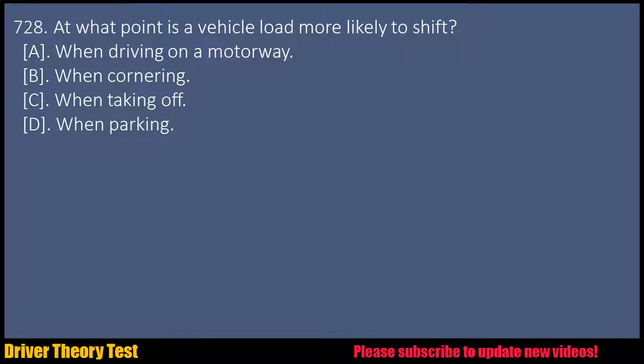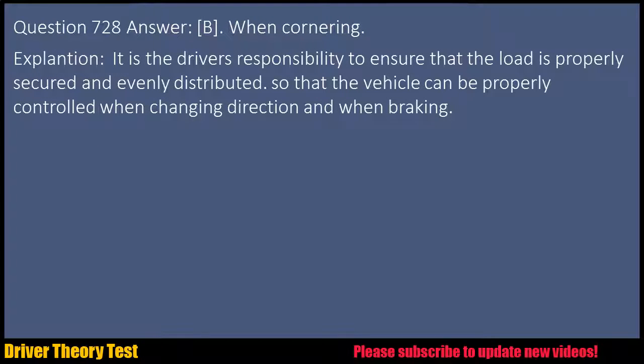Question 728. At what point is a vehicle load more likely to shift? A. When driving on a motorway. B. When cornering. C. When taking off. D. When parking. Question 728. Answer: B. When cornering. Explanation: it is the driver's responsibility to ensure that the load is properly secured and evenly distributed, so that the vehicle can be properly controlled when changing direction and when braking.